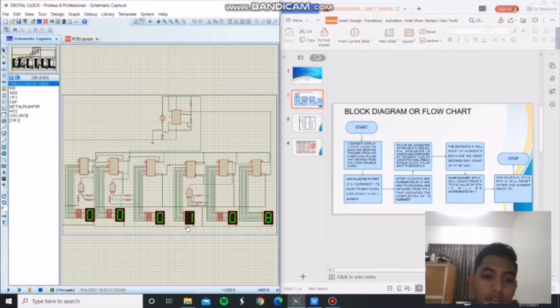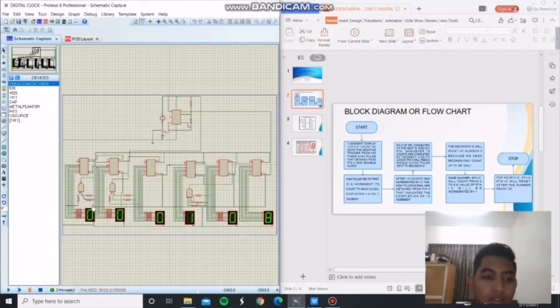1 hour. In real life, we don't read the clock as 60 minutes, we will say 1 hour. 1 hour is equal to 60 minutes, and 1 minute is equal to 60 seconds. For the hours IC, which is this part, the fifth and sixth ICs will reset after the number reaches 23.